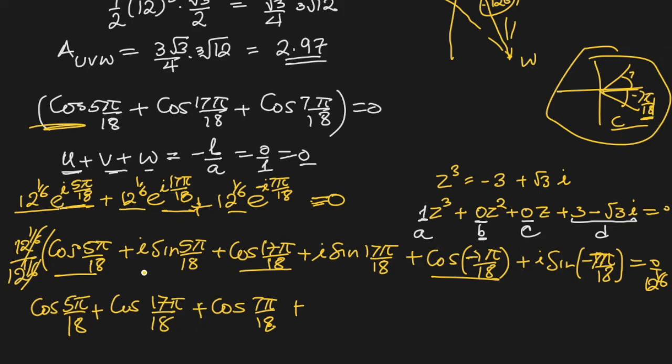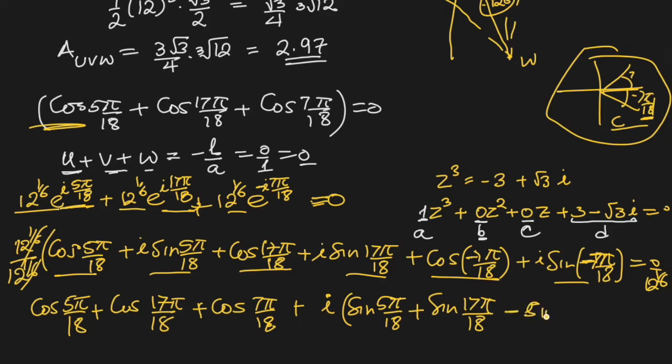Plus, now the remaining three terms, this and this, they have i. So let's take i and write sine 5 pi over 18 plus sine 17 pi over 18, and this is a negative angle again, and in the fourth quadrant sine is negative. That means this negative can be written in front. So it will become minus sine 7 pi over 18, and this is equal to 0. We can write it as 0 plus i0, because there's no real part, there's no imaginary part.